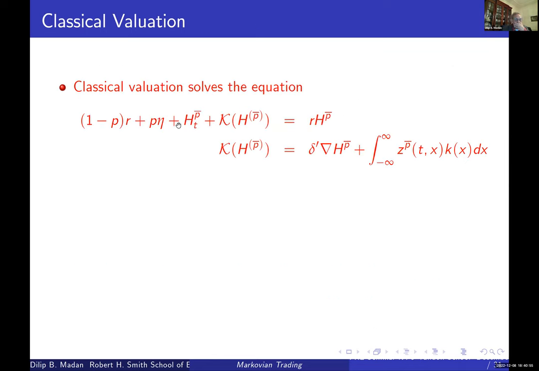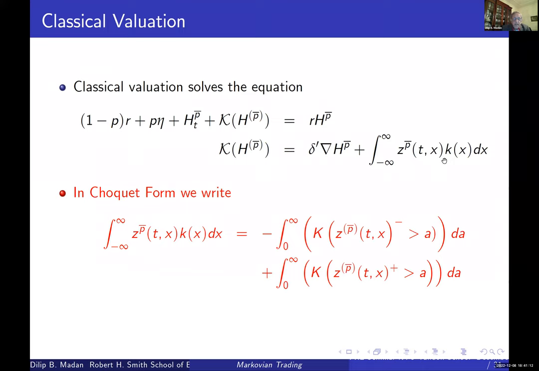So classical valuation just solves equations like this, where you're just looking at the drift and the expected change, expected shock of the effect of the jumps. And in Choquet form, the expected Z is computed this way, where you're basically taking the negative of the integral of the loss tails plus the integral of the gain tails. So this is just the Levy measure or evaluation. This is the Levy tail of losses and the Levy tail of gains.